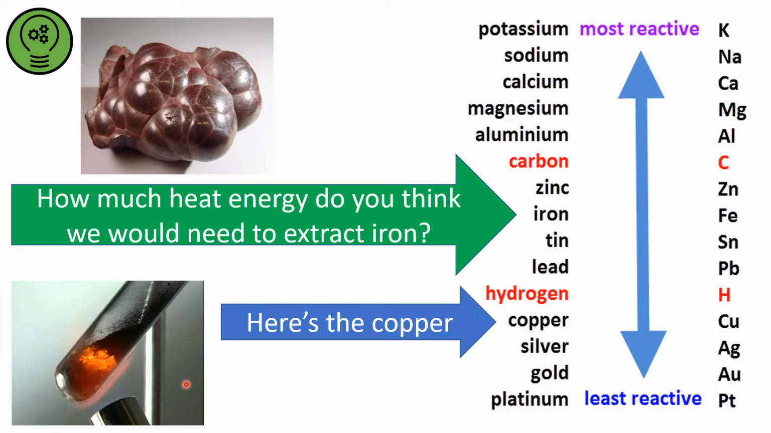Well, we don't do this in the lab, and hopefully you would recognise the reason for that is because it's higher up in the reactivity series. The iron would require more heat energy to displace it using the carbon, and that's not something that we can do in the lab.